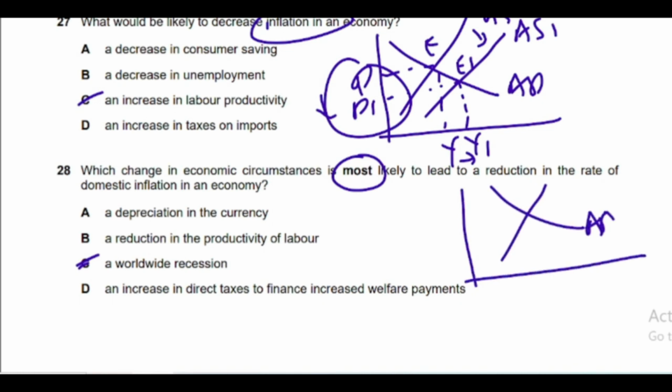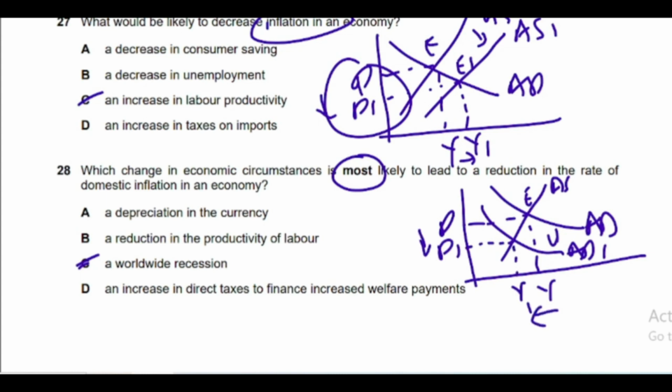This is aggregate demand, this is aggregate supply. Equilibrium is initially at E, where price is P, real GDP is Y. Decrease in aggregate demand will shift aggregate demand to the left. New equilibrium will move downward and price will decrease to P1. Real GDP will decrease to Y1. So worldwide recession decreases aggregate demand and decreases price level.